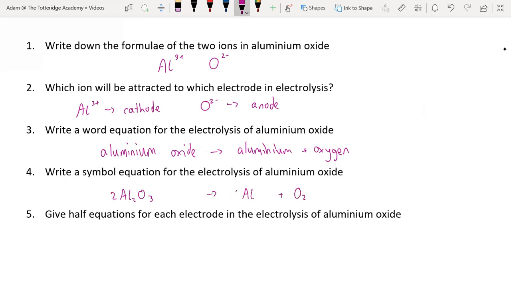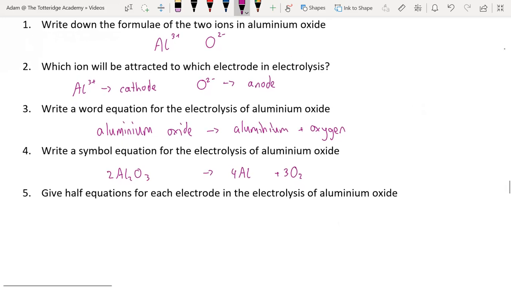To balance, we'll go like that. And then finally, half equations for each electrode. This is what we did in our last video. So at the cathode, that's where we have the aluminium, and at the anodes, that's where we have the oxygen. So I've got Al3+ turning into pure Al. It has to be gaining electrons, and there will be three of them. So each aluminium ion will gain three electrons.